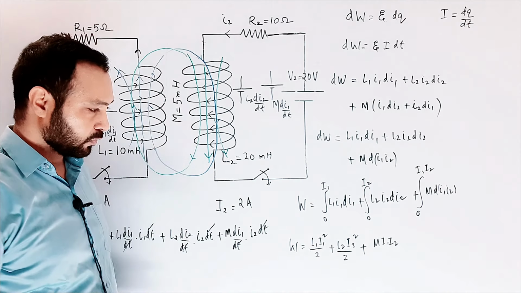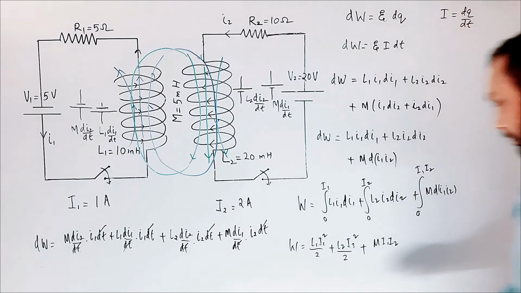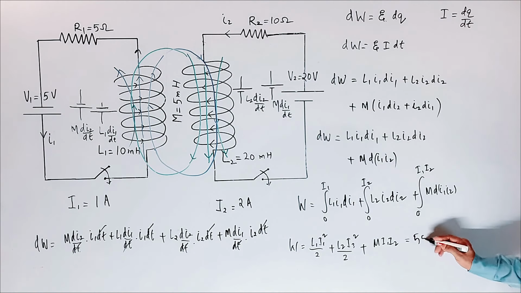And now we can just put in the values. If we put in all the values, we will get 55 millijoule, which is our answer.